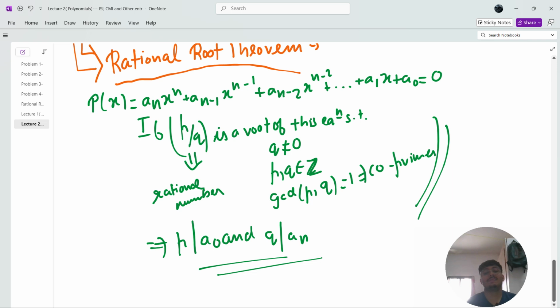If P by Q is a rational number, that is Q is not equal to 0, P and Q both belong to the set of integers and GCD of P comma Q is 1, then P divides A0 and Q divides AN. Time for the proof.